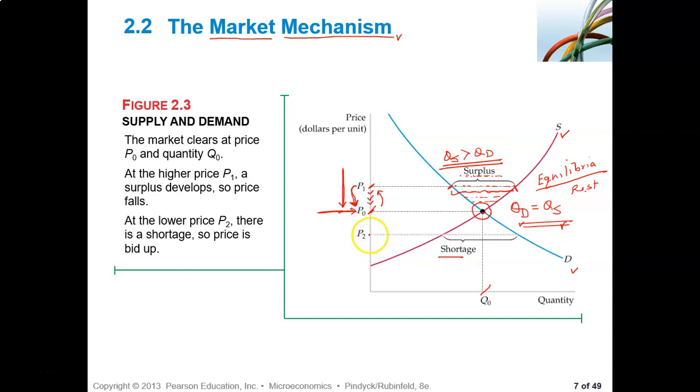Here, suppose the price is P2. This price P2 is so low that consumers want to buy a lot, but when price is low, producers' profit is also low, so they do not want to produce a lot. So there is a big difference between what consumers want to buy and what producers want to produce: quantity demanded is greater than quantity supplied. So we have all of this.